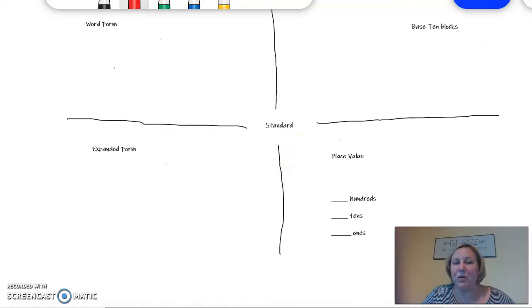Okay, so if I have the number 345, we call it standard form, just writing the number out, 345. Today we're going to work on the word form and the base 10 blocks. I'm going to start with the word form because to me that is the easiest one to do, because all that you're having to do is write the words for the number.